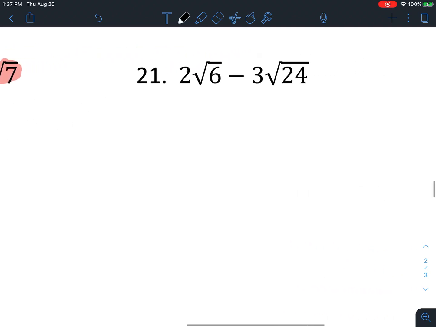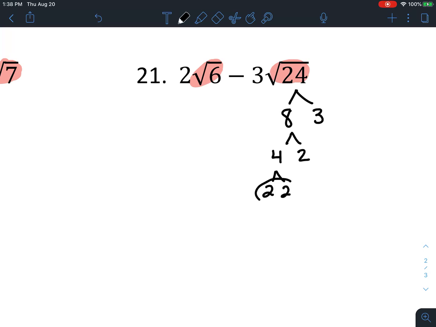All right, 21. Now 21, you'll notice, we have a square root of 6 and a square root of 24. So at first glance, you'd think, don't have to do anything. Wrong. 24 we can reduce, so let's simplify 24. That can be 8 times 3. 8 is 4 and 2, 2 and 2. So these pair of 2's can go on the outside.